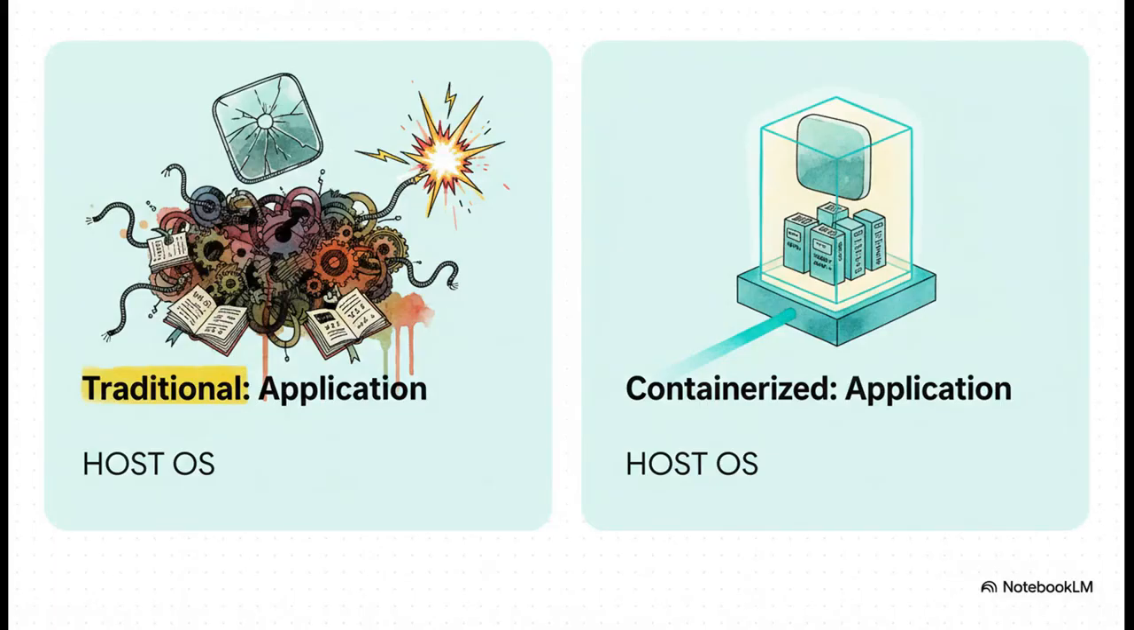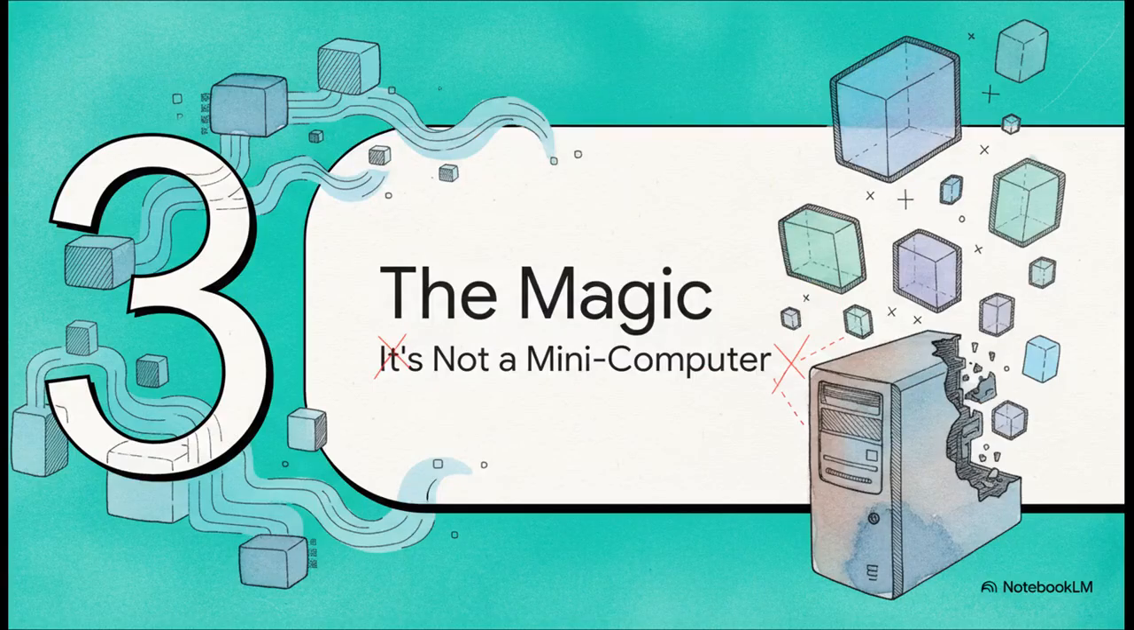And you can really see the difference right here. On the left, you've got the old way. The app is just sitting on the operating system, totally dependent on it. If the OS has the wrong version of something, poof, the app breaks. But look at the right. The containerized app brings its own little world with it. All its dependencies are tucked safely inside the container. It's totally isolated. This guarantees that if it runs on the developer's laptop, it's going to run exactly the same everywhere else. Problem solved.